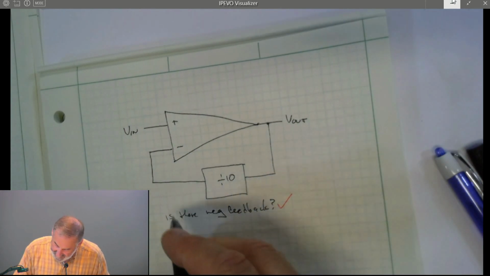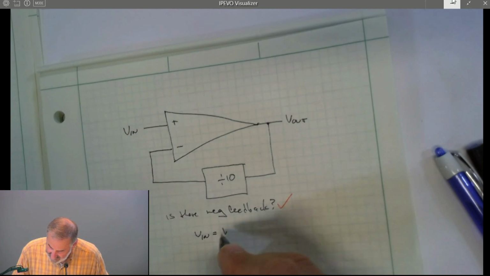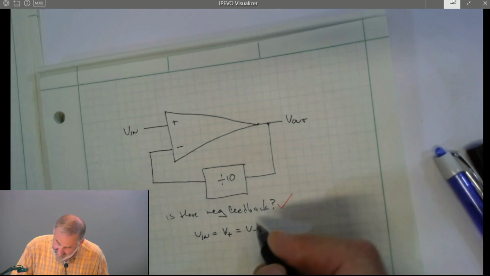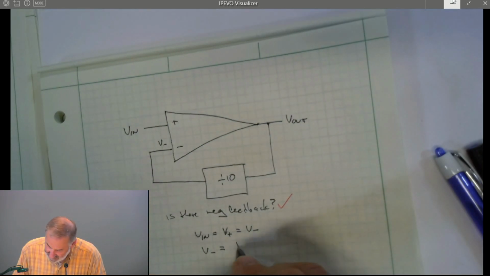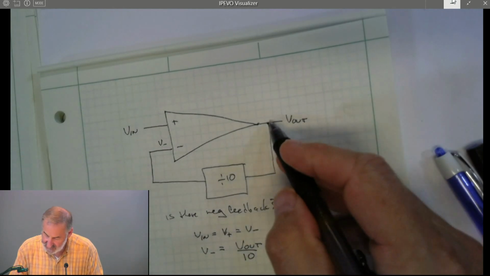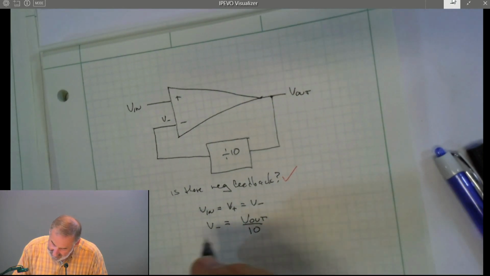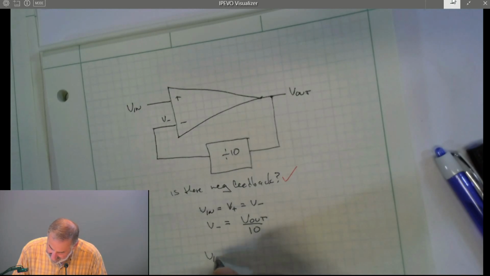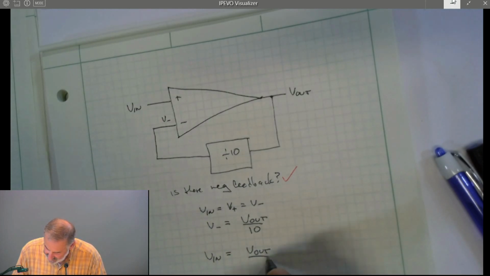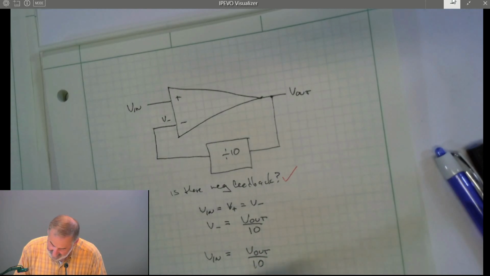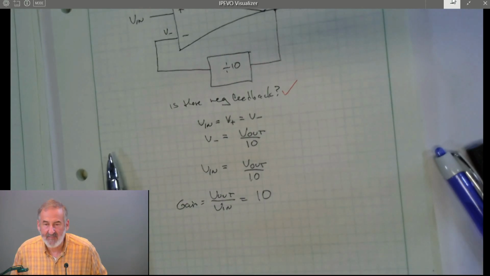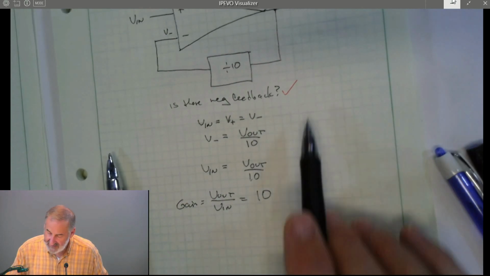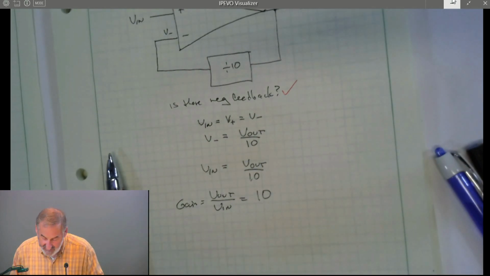If so, then V in equals V plus equals V minus. So we've got V minus here. But V minus is equal to V out over 10, because we have this divider here. And setting these two equal, we have V in is equal to V out over 10, or V out over V in equals 10, our gain. So this gives us a gain of 10 amplifier. And the output is the same polarity as the input, so it's a non-inverting amplifier.